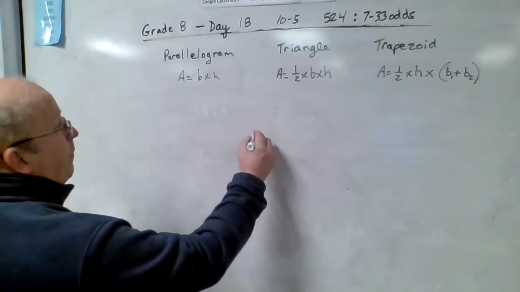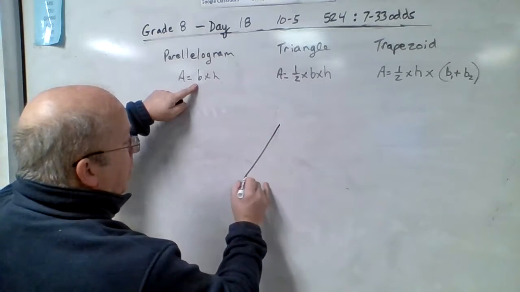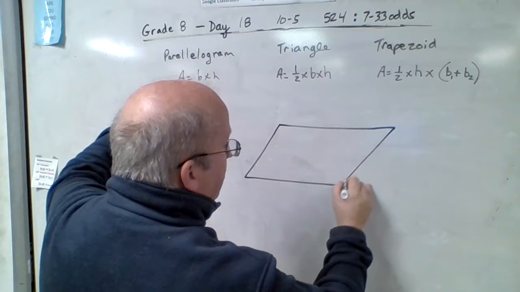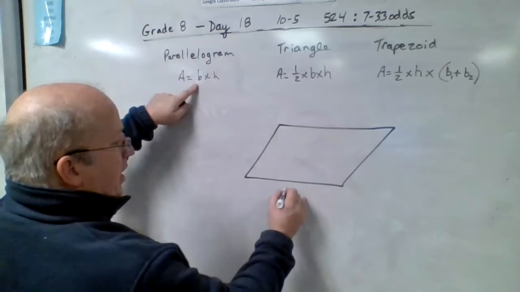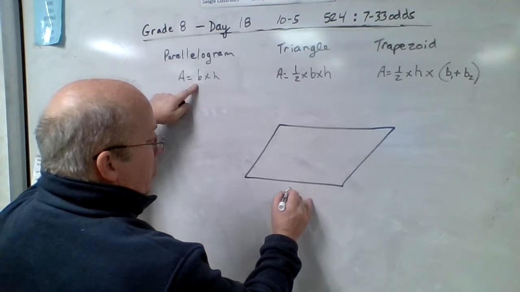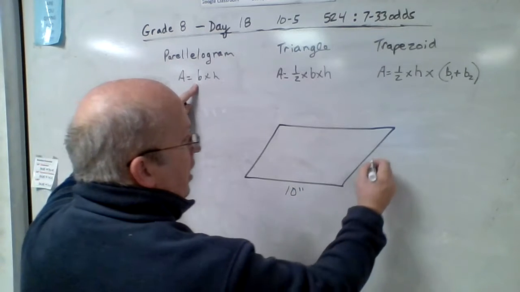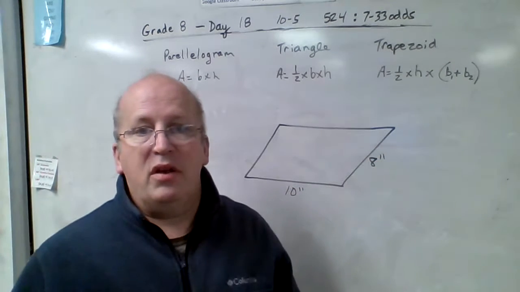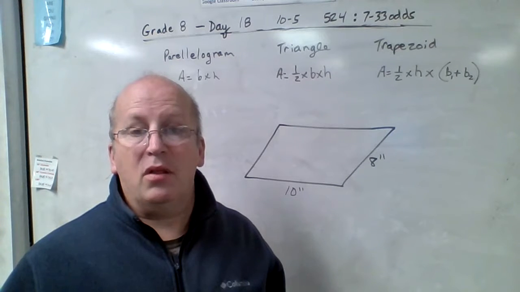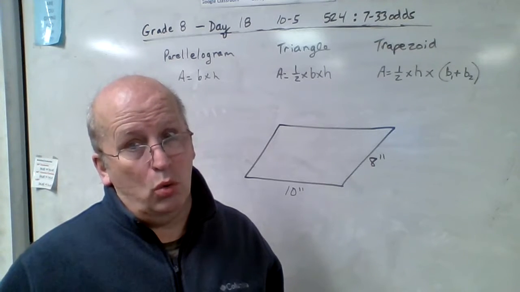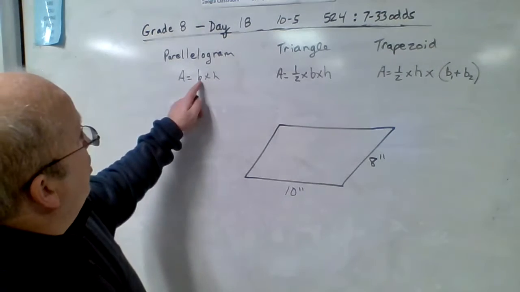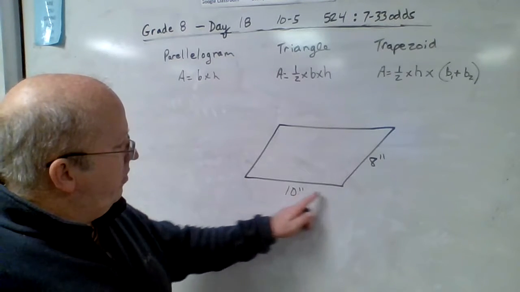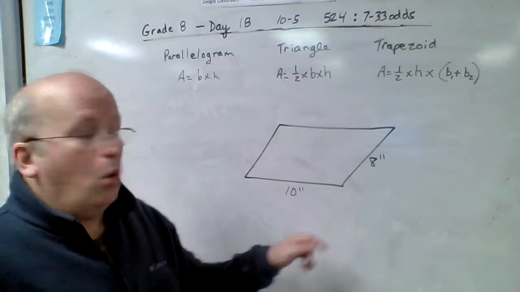Okay, let's take a look at this. Let's imagine we have a parallelogram, so I'm going to start with parallelograms. And I draw the parallelogram like this, and I tell you that the distance down here is 10 inches, and I tell you the distance here is 8 inches. Do you have enough information to find the area of the parallelogram? The answer is no. The formula says base times height. What we've got here is, somebody might say, a length and a width.